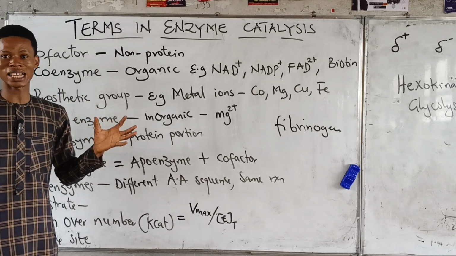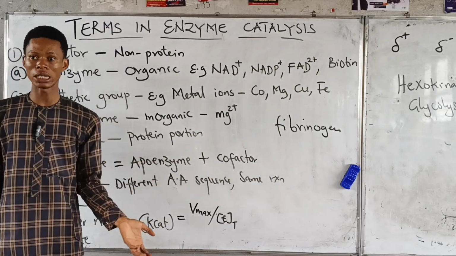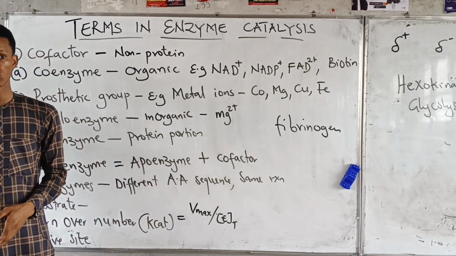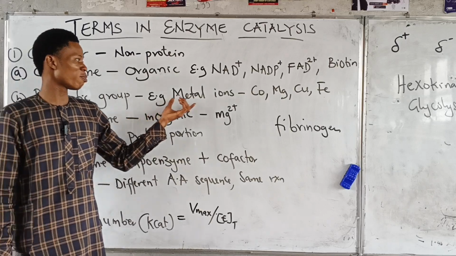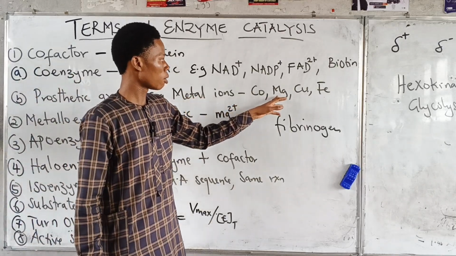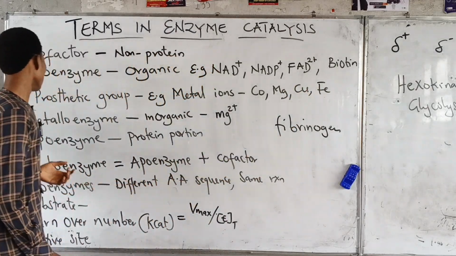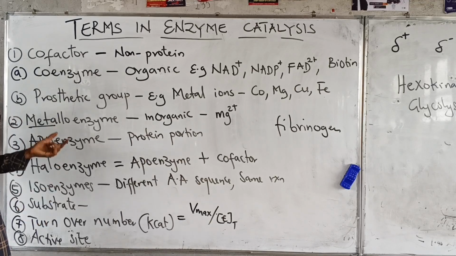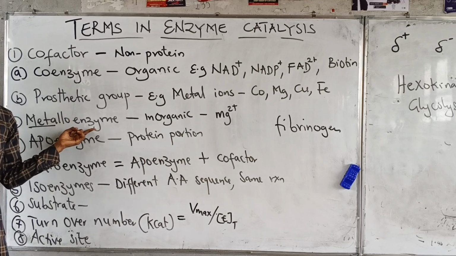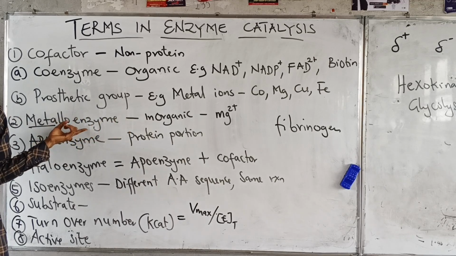Now, prosthetic groups are also cofactors. Remember, cofactors are non-protein attachments to the enzyme. A prosthetic group can be either organic or inorganic in nature. Their function is still to assist the enzyme. Examples are metal ions like cobalt, magnesium, copper, iron, and others. Now we have metalloenzymes. This one is very specific: metal ions attached to the enzyme. Are metal ions organic or inorganic? They are inorganic.